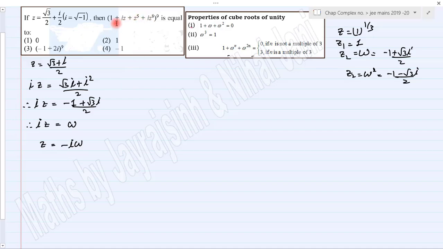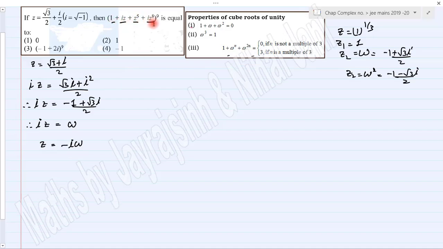Now we have to find out 1 plus iz plus z raised to 5 plus iz raised to 8, whole raised to 9.